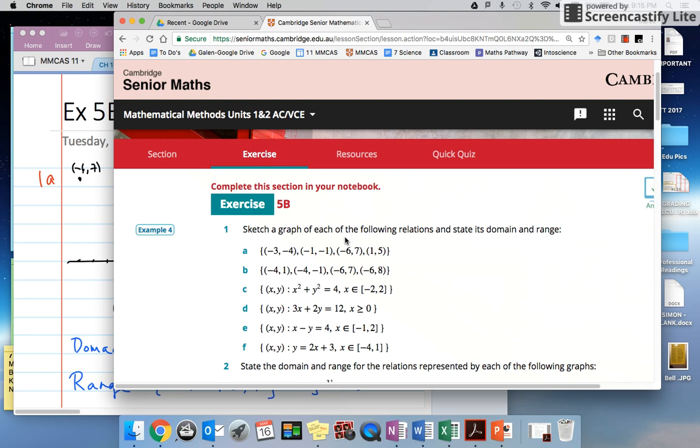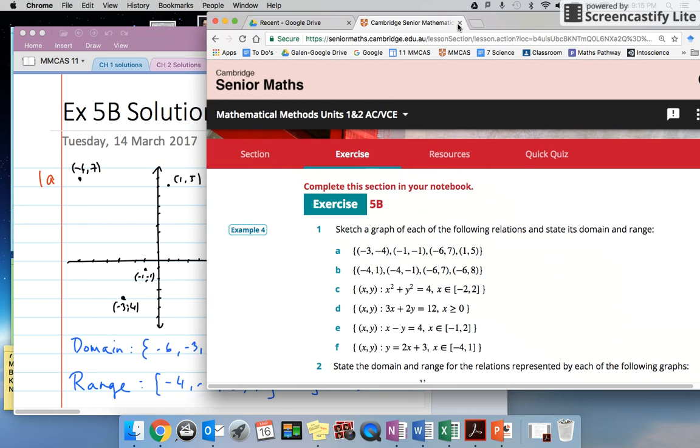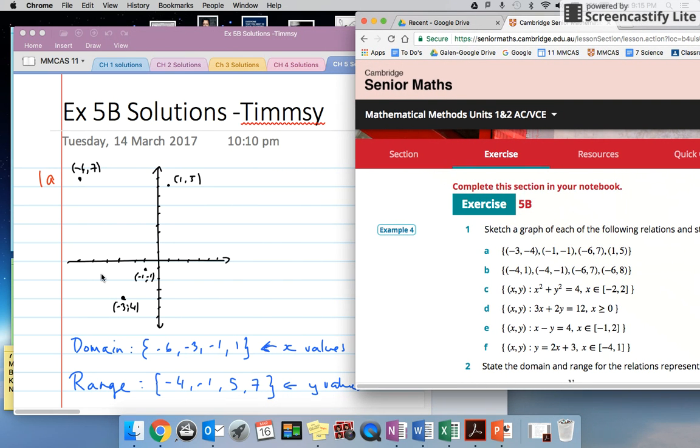So it says sketch a graph of each of the following relations and state its domain and range. So this is a little bit different in the sense that they're points. So if you have a look, these are just all those points plotted. So there they are there. Sorry about my messy writing.